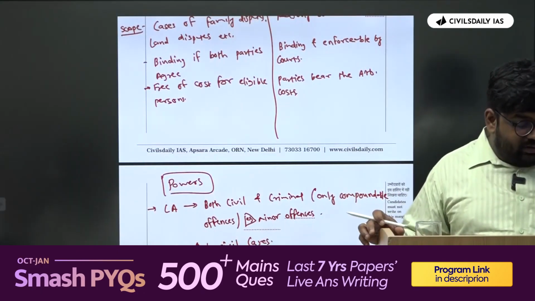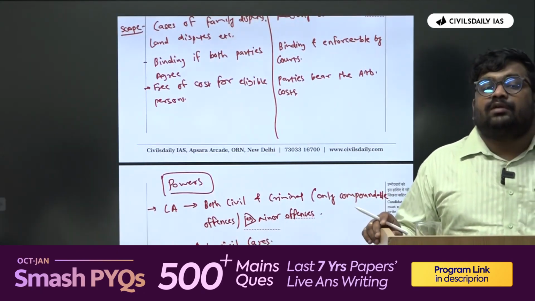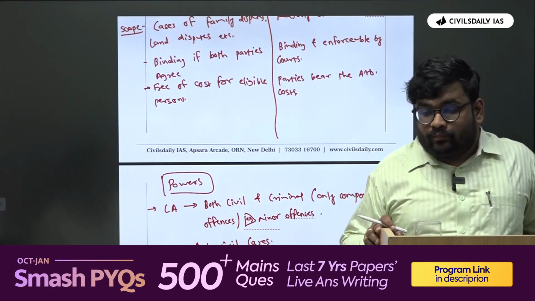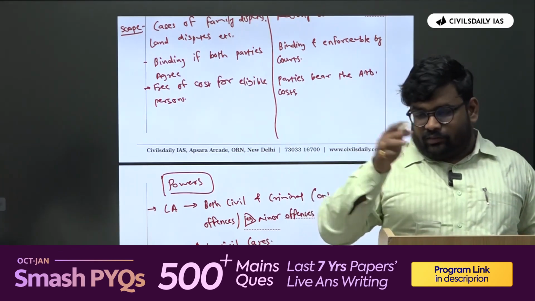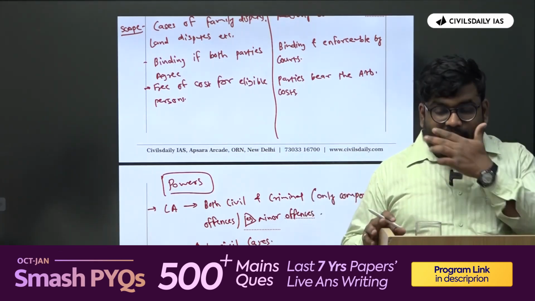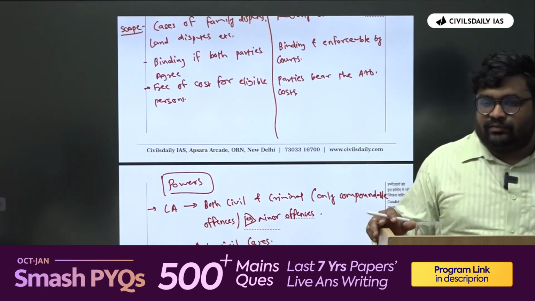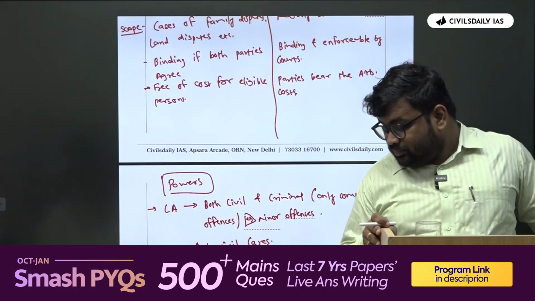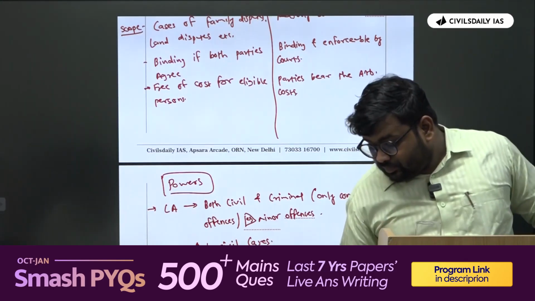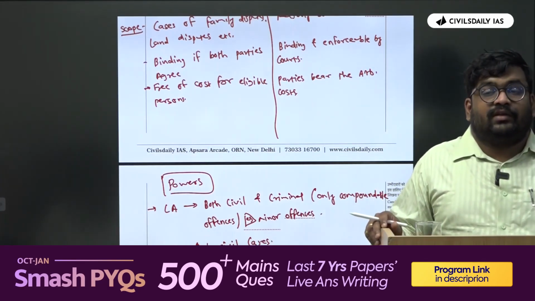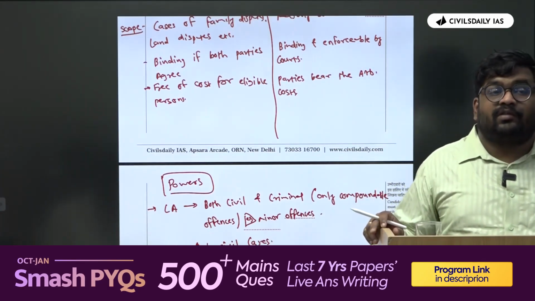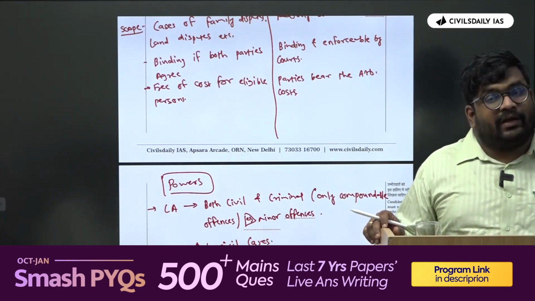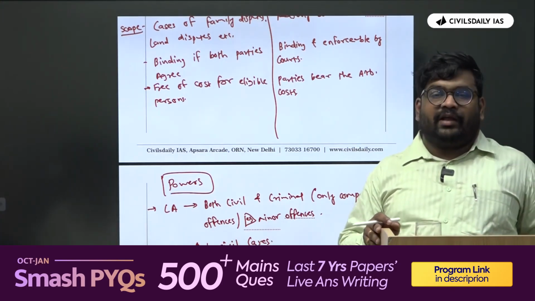And then the conclusion. So how will you conclude? A table. On the left side you highlight issues, on the right side you highlight the way forward of ADR. So how will you conclude this answer? A simple way to conclude this answer is, what is the core theme of the question? ADR.